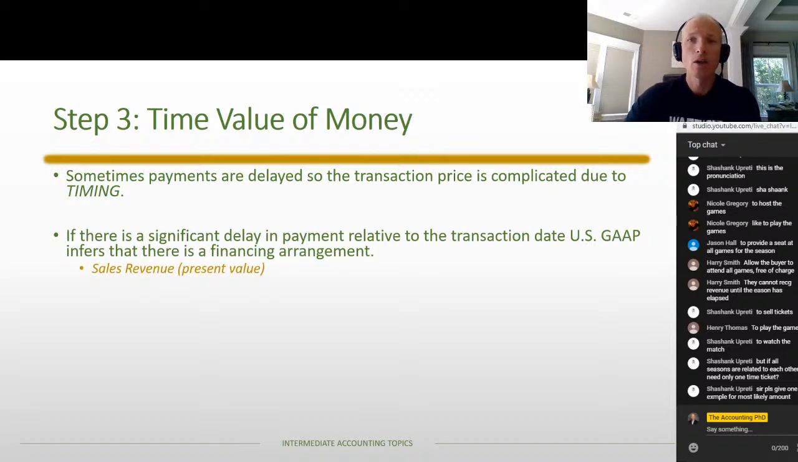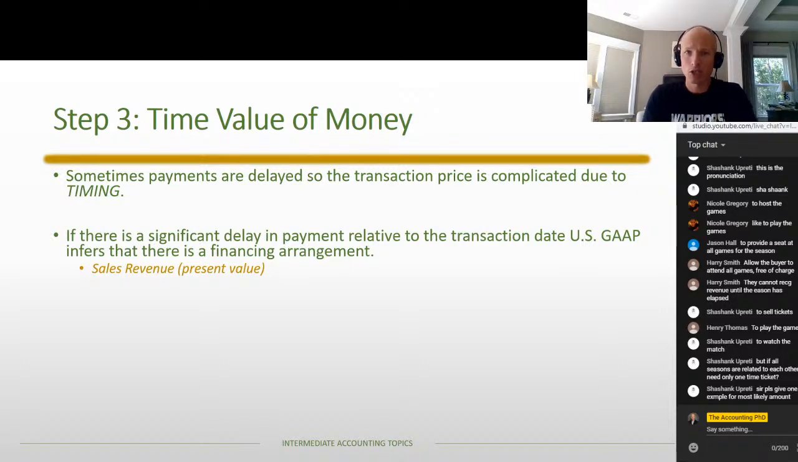All right, so given that there's this inferred financing arrangement, we have to think about the different components of this transaction. First of all, you have the sales revenue. Basically the sales revenue is the present value of any of that future payment. So imagine that I'm getting paid $100,000 2 years from now. Well, $100,000 2 years from now is not the same as $100,000 today. And so given that significant delay, what US GAAP is saying is that the $100,000 payment includes sales revenue, which is the present value of that payment, and anything above that is interest revenue.